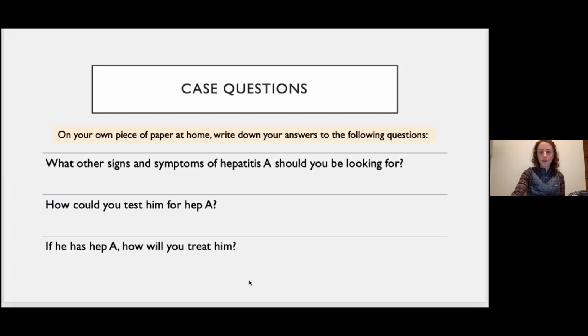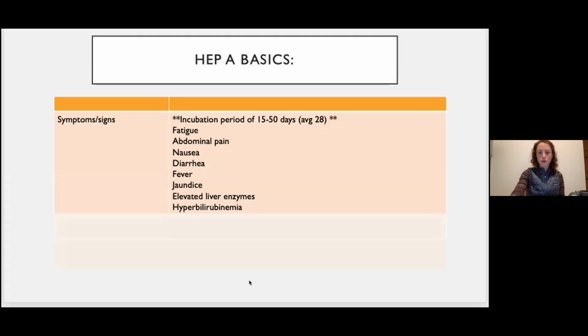Okay, great. So to go through some Hep A basics. The one thing that I learned in researching this is that there's an incubation period for Hep A that can be between 15 and 50 days. So someone can be infected with Hep A and actively shedding the virus without any symptoms for up to a month. Then the symptoms that develop are often fatigue, abdominal pain, nausea, diarrhea, fever, and jaundice can develop a little later. If you check their blood tests, they have elevated liver enzymes, up to the thousands sometimes, and hyperbilirubinemia that can also be quite impressive.